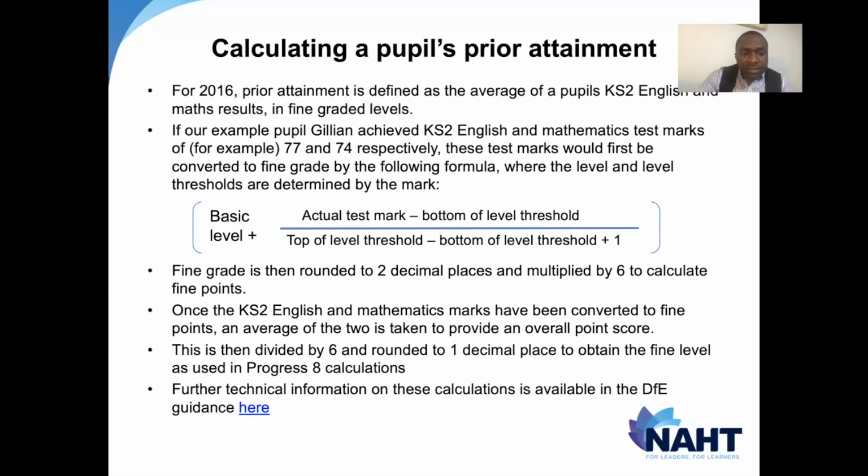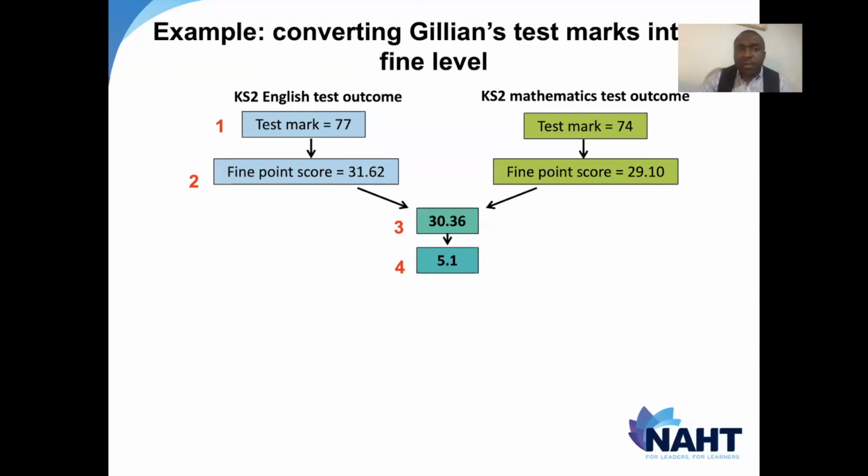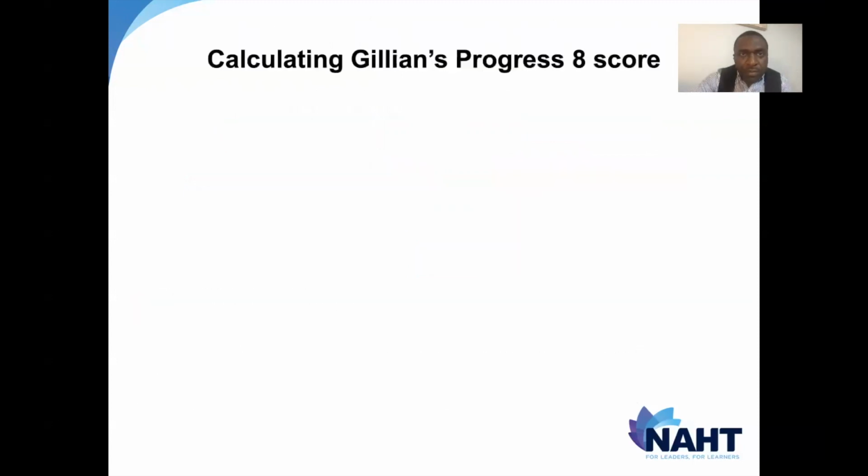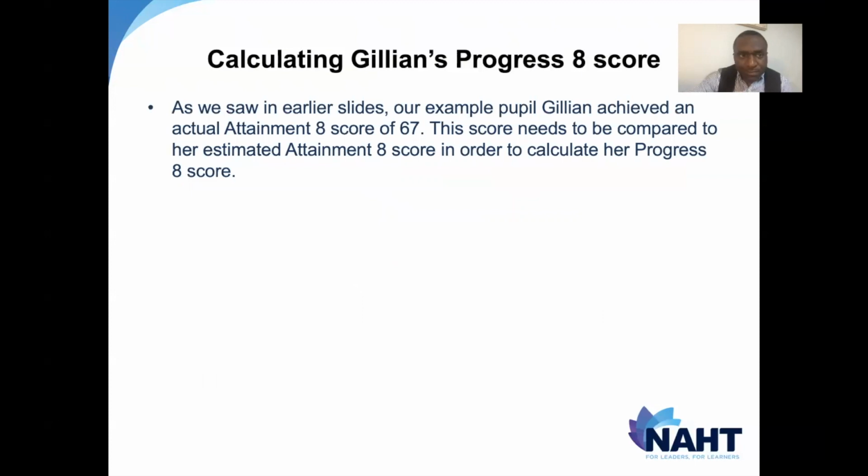So basically, this is divided by 6, rounded to 1 decimal place to get the fine score. This is an example of the fine scores for a primary school Key Stage 2 test mark in English and Maths. The fine score is calculated, then you find the average, and then divide that by 6, and you have 5.1. Now on 5.1, what do you expect?